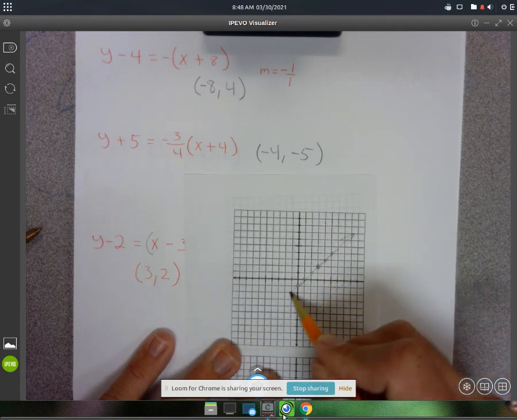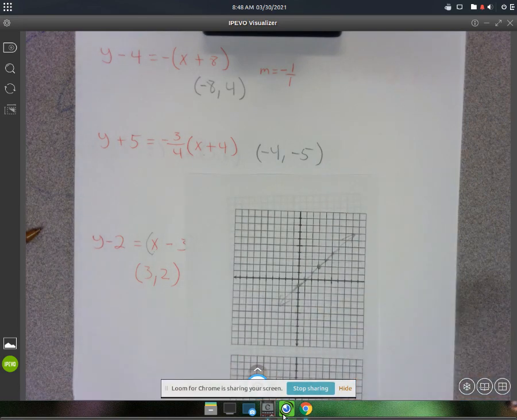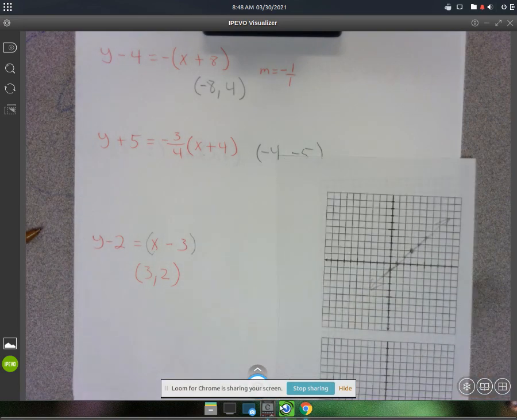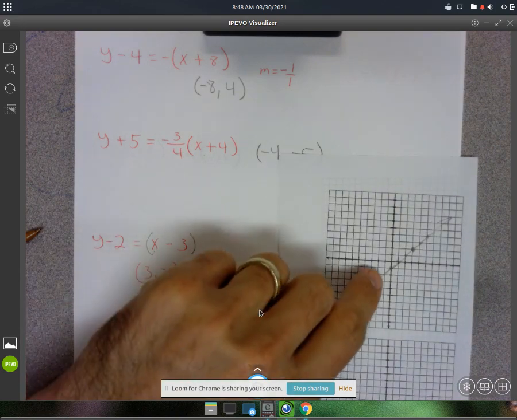All right, that's it for graphing. It's not too bad, not too much different than graphing in slope-intercept form, except you start off at a point rather than just your regular y-intercept.